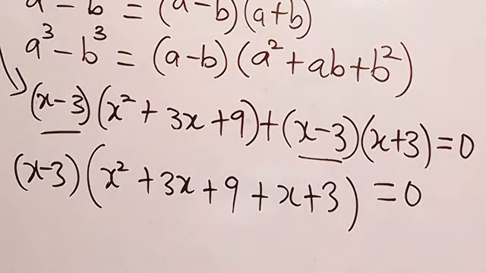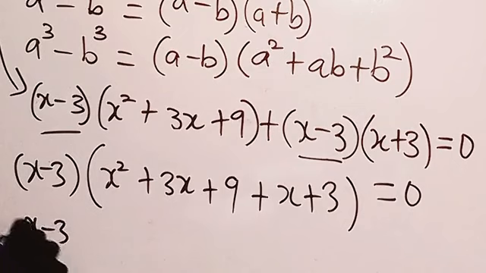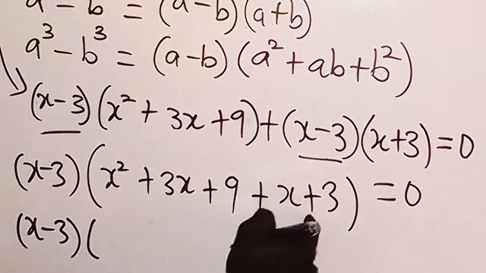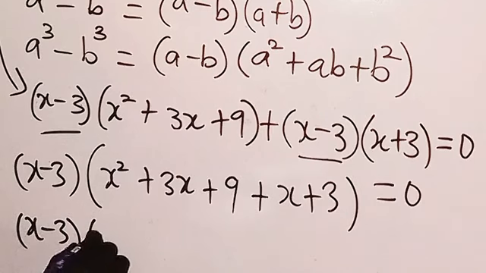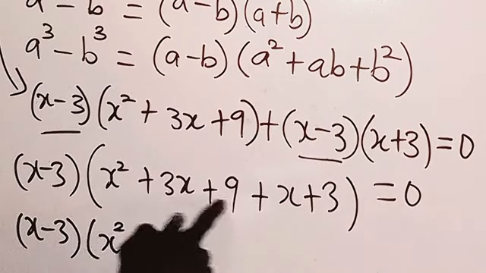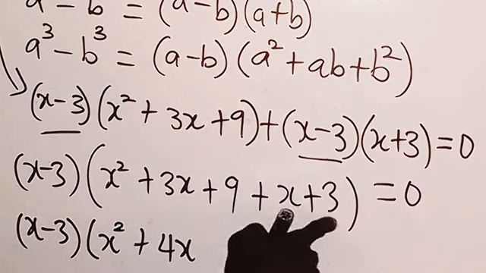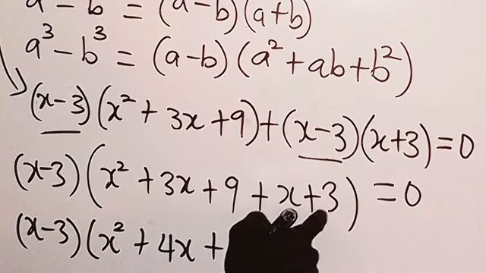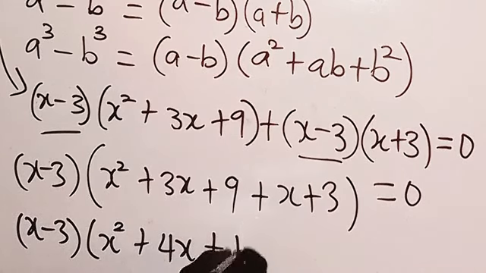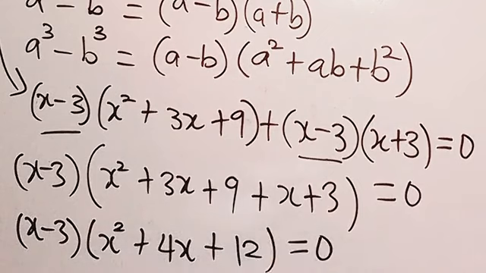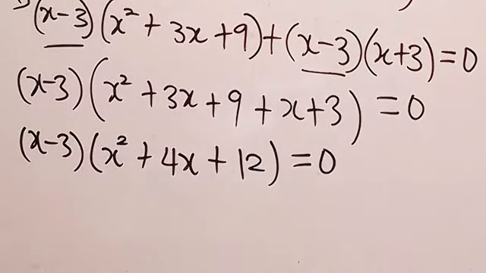So now from there we have x minus 3. Then try to simplify this. So we're going to have x squared, 3x plus x, that will give us 4x, then plus 3 plus this, we're going to have plus 9 plus 3, we're going to have plus 12, then equals 0. So now from there you can see that we have what?